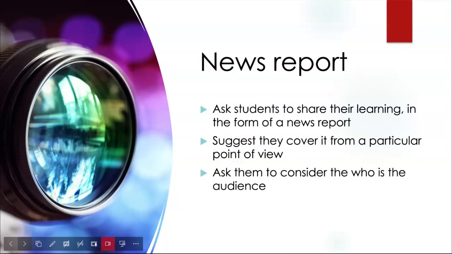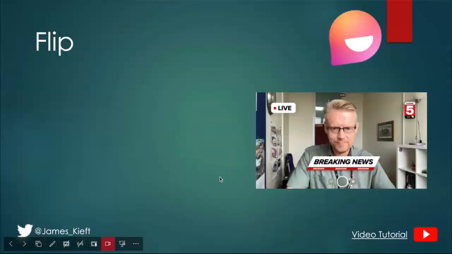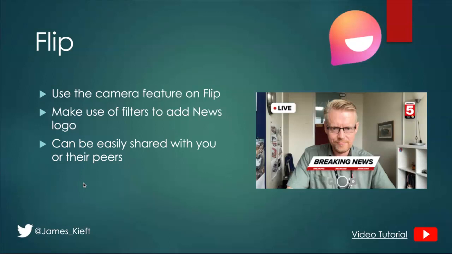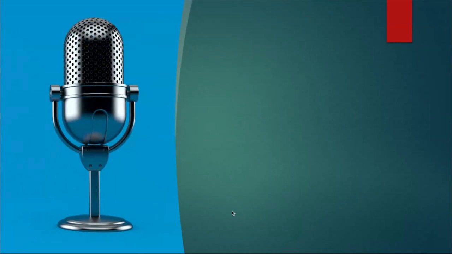So that's one thing you can do with it: having them present information through a particular lens, a particular point of view. Using the filters within Flip, you can add a little breaking news thing there. You can see I was pretending to be a news presenter for, I think, Channel 5's Australia, isn't it? So make use of the filters and the logos, and then it can easily be shared with peers, or you can just set it up so they share the videos with you. So that's using Flip and creating news videos.